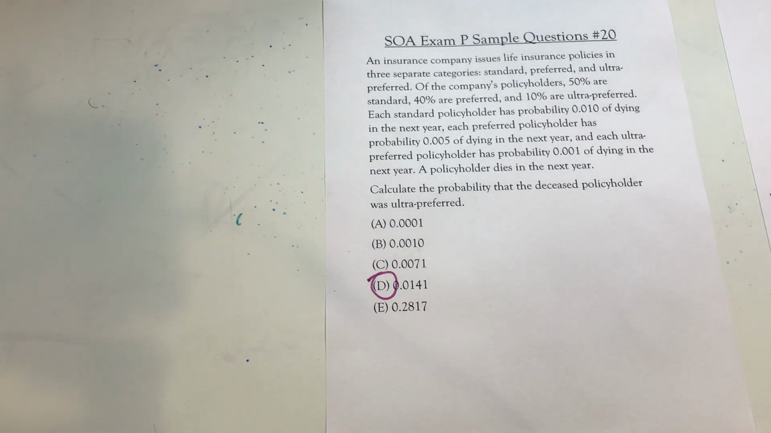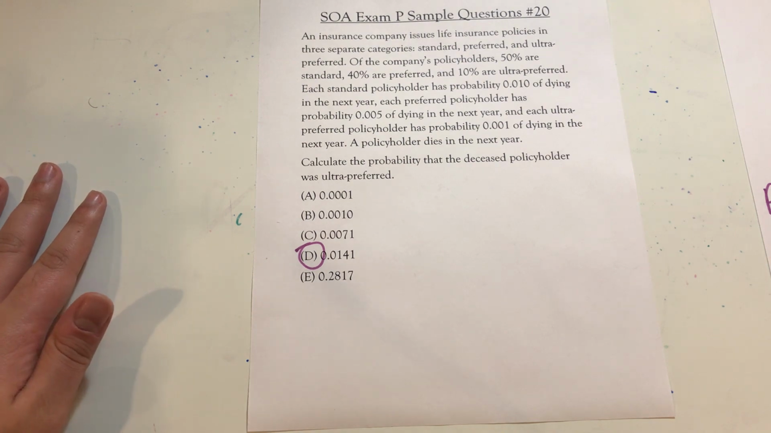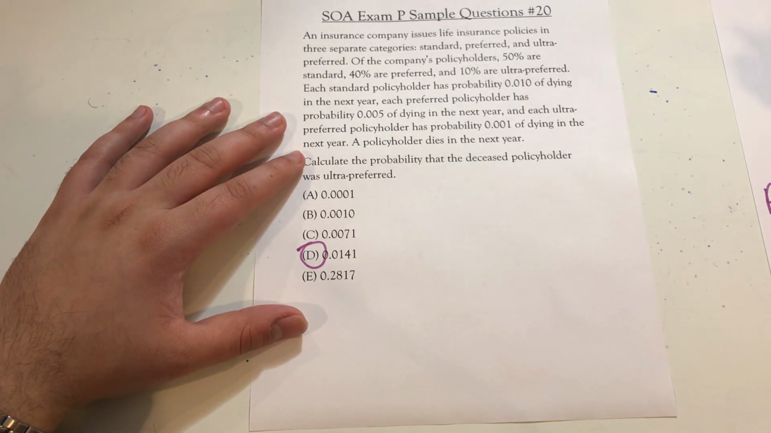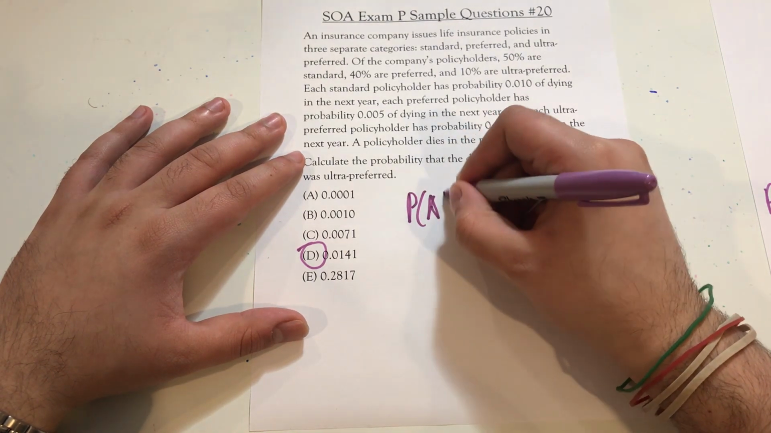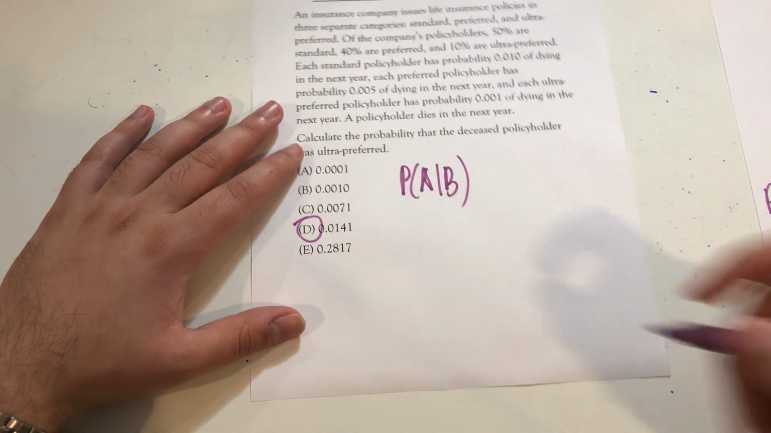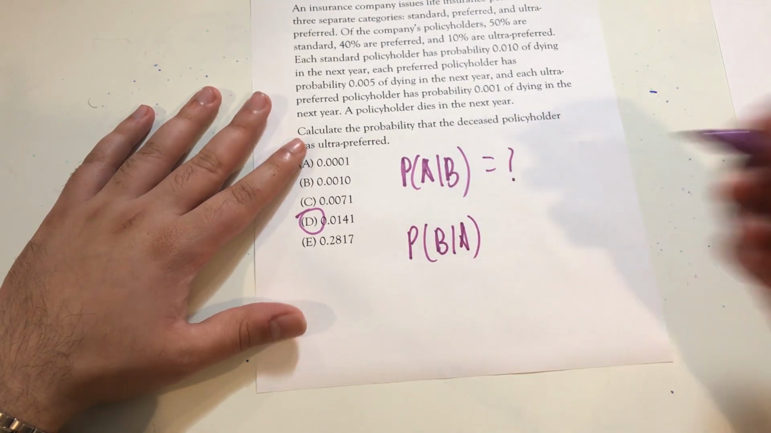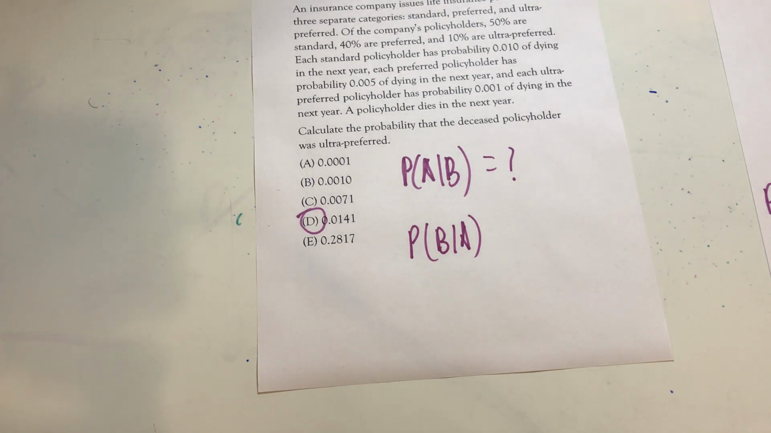Okay, so this was mainly a Bayes theorem problem. When you're given a problem like this and they give you the probability of dying, which is applicable to all categories, and the probability of being that category, it's probably going to be a Bayes theorem problem. The telltale sign is when they ask you the probability of A given B, however the information they give you is the probability of B given A. That tells you that this might be a Bayes theorem problem.